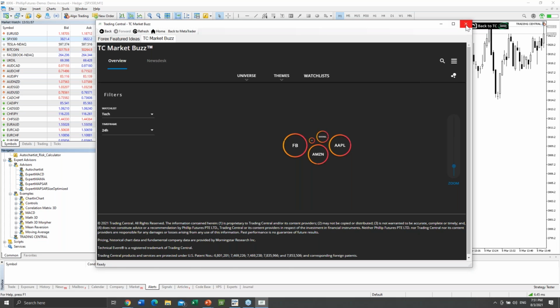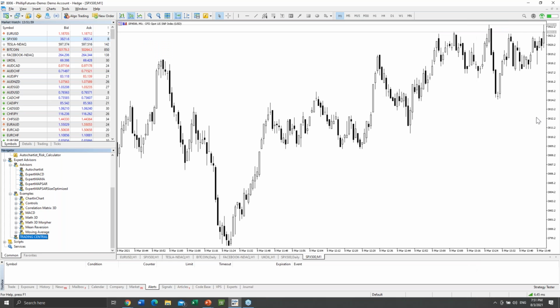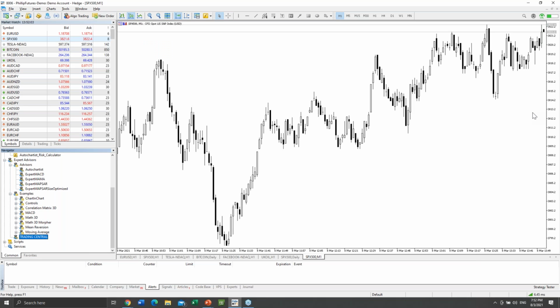Okay, so with that, I have very quickly covered for you, in less than an hour, the full features of MetaTrader 5. So at this point, I would like to ask if you have any questions, do feel free to type it in the chat box.